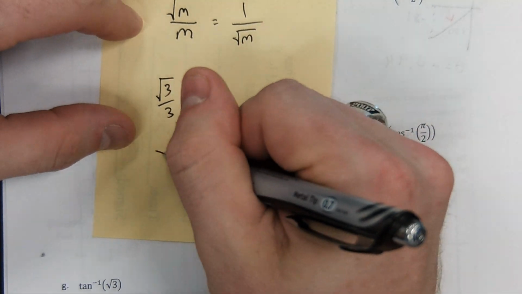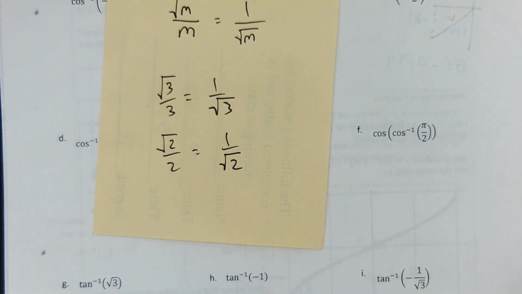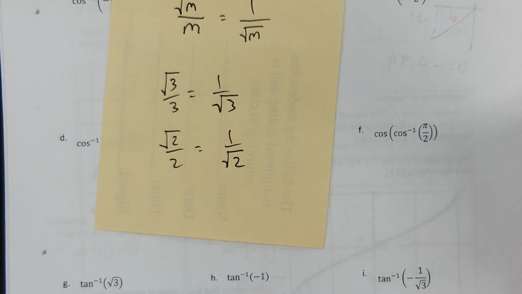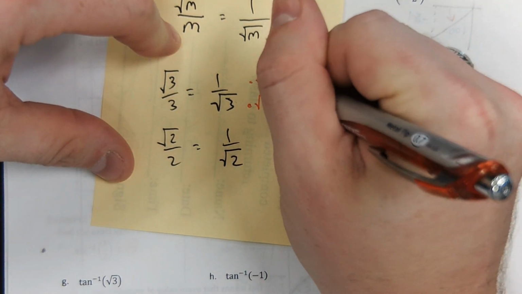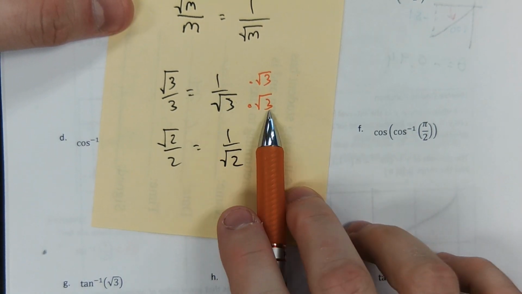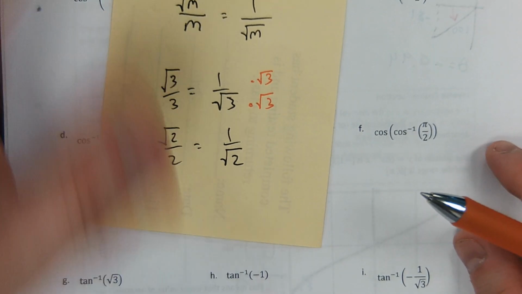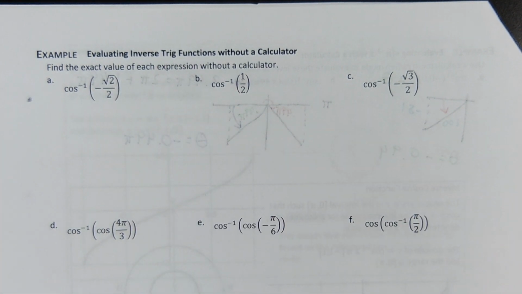So root 2 over 2, that's 1 over root 2. And we did that. We rationalized. We went from this side to this side. We rationalized denominators sometime before Christmas. Remember, you just multiply the top and bottom by the no-no. So root 3 times root 3 is root 9, which is 3. So just know that anytime you see the same number in and out of the radical, that's rationalized.